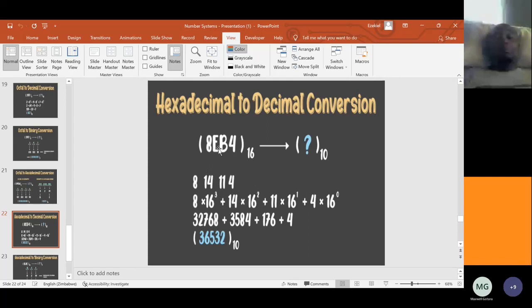Firstly, you have to make sure that you replace those letters by their equivalent decimal numbers, like E is 14 and B is 11. Then you multiply 4 by 16 to the power 0, B (11) by 16 to the power 1, then 14 by 16 to the power 2, then 8 by 16 to the power 3. That's why I said n will be an increasing power. Then you add the totals, and you get your value in base 10. I don't know if there is any question here.